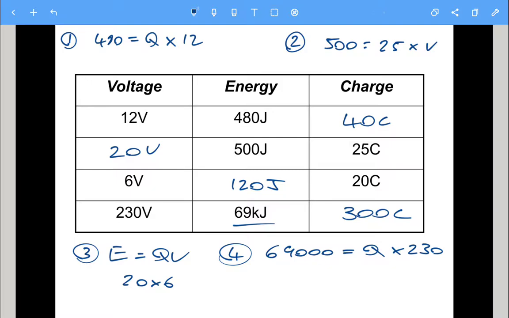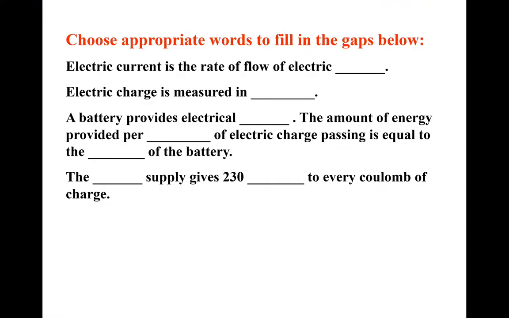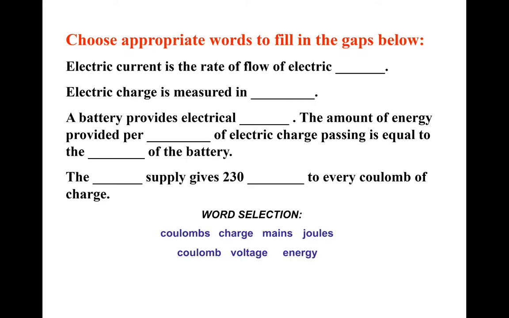A bit of a consolidation of both current and voltage. So if you want to pause and have a go at this one and see if you can fill in the keywords. You can write this down if you wish, or you can just write 1 to 7 and put in the keywords. If you need some help, I'm going to put the help words in now, and then I'm going to go through the answers.